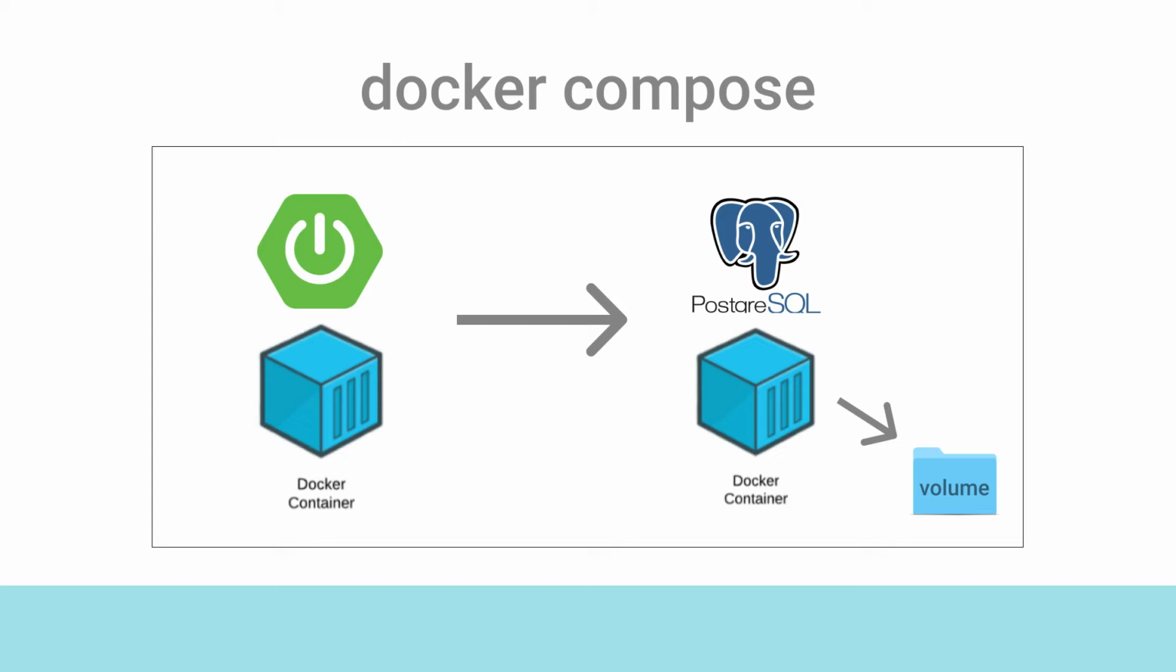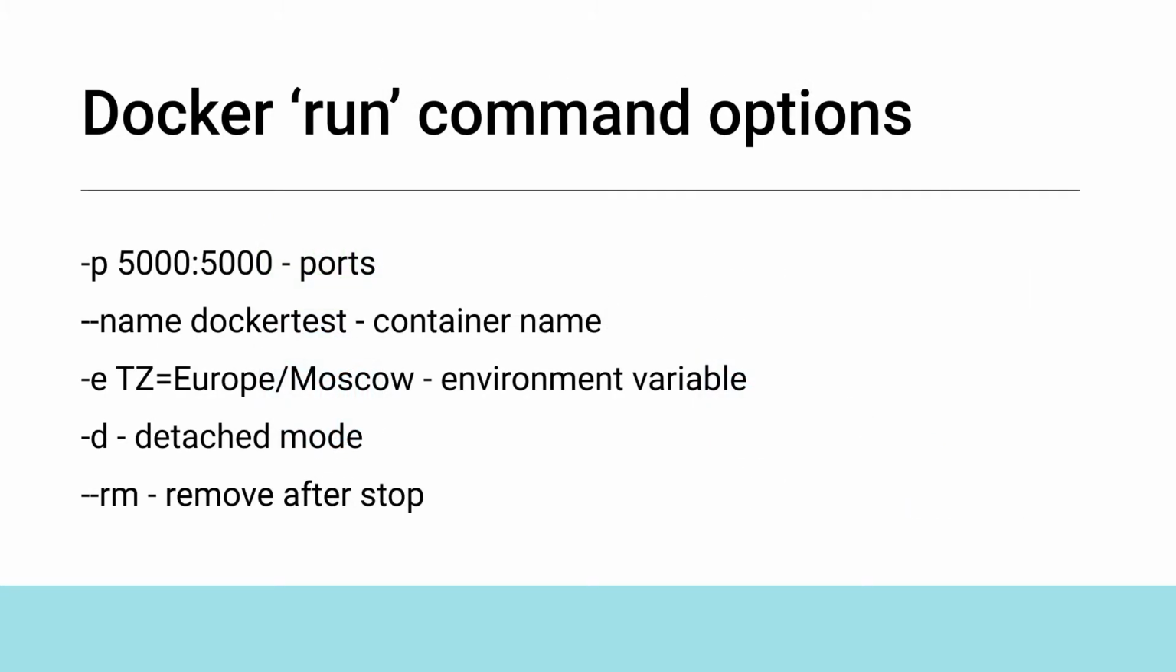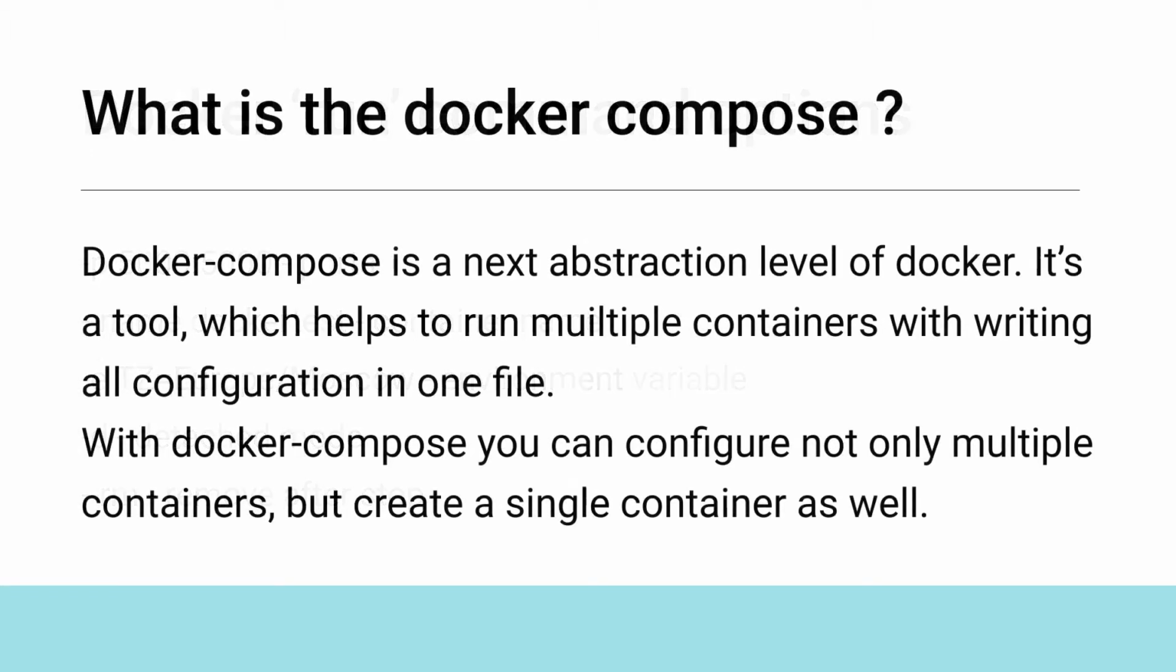I highly recommend you watch the first video about Docker on my channel for better understanding. Almost every time when we're running a Docker container, we need to specify a set of parameters such as ports, container name, environment variables, and so on. But what if we need to start multiple containers and wire them together? Of course, you will need to specify lots of parameters in every container, which is quite difficult and it's easy to make a mistake. To solve this problem, there is docker-compose.